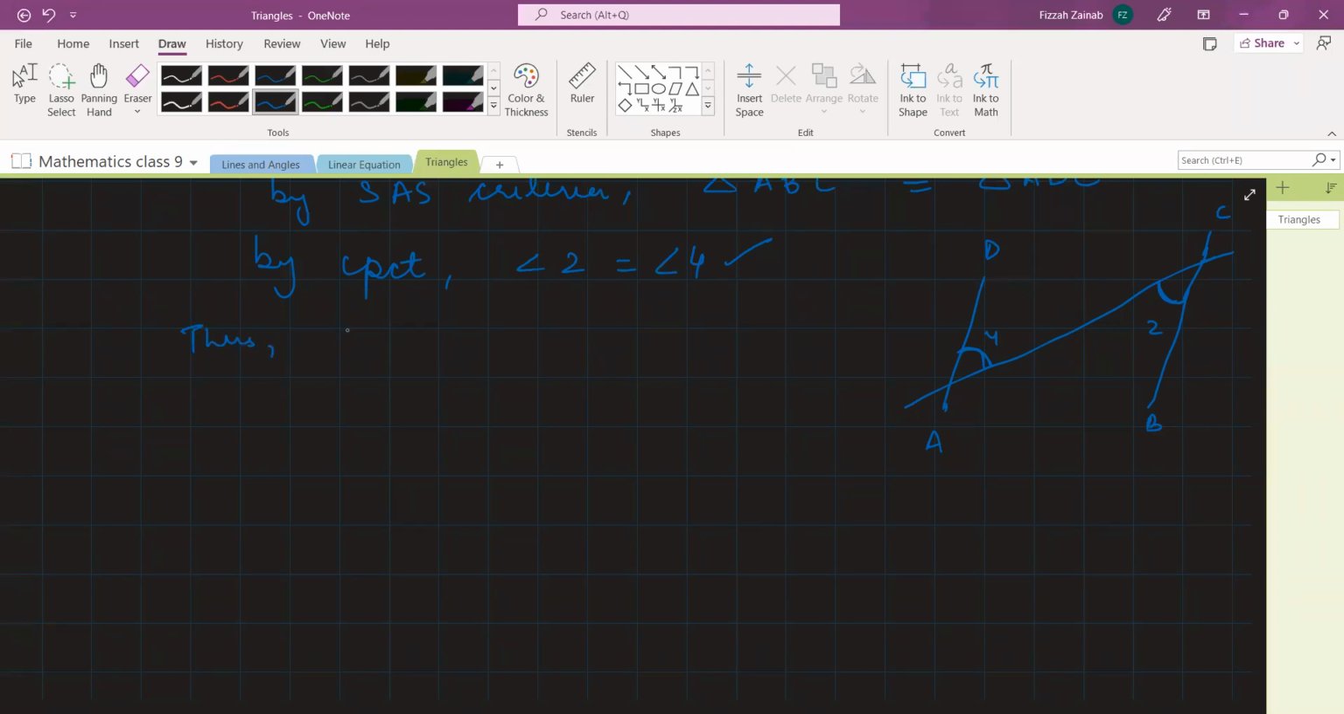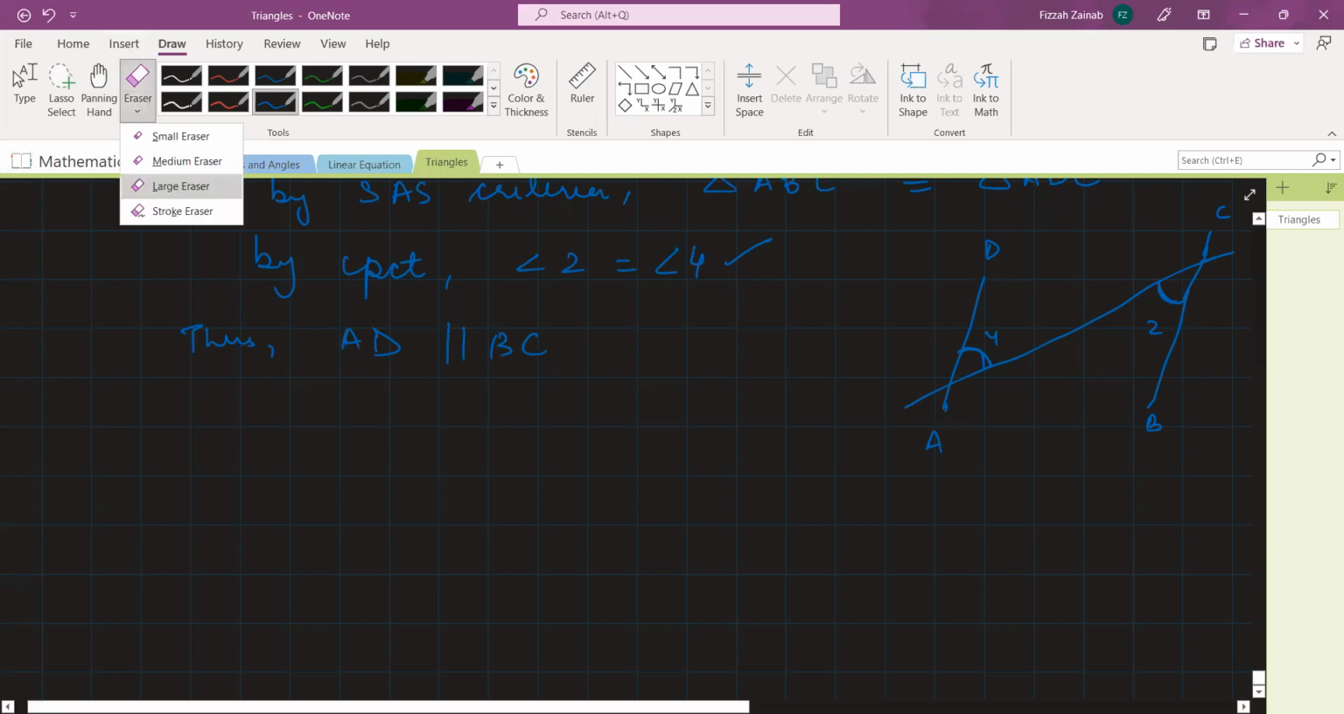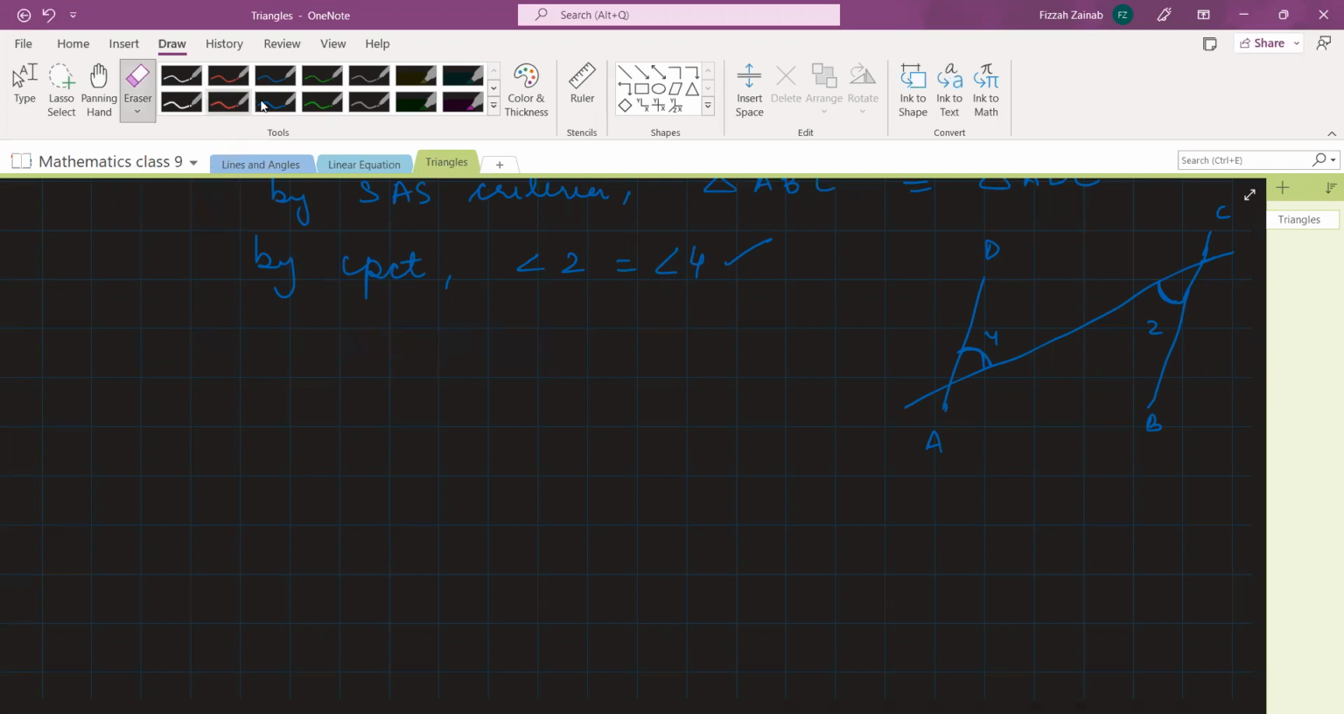Thus, AD is parallel to BC. Or you can write like this before this. So far it's clear. Angle 2 is equal to angle 4, right? And AC is a transversal. So if you look at it like this, AC is a transversal and angle 2 is equal to angle 4. So therefore we can say that AD is parallel to BC.